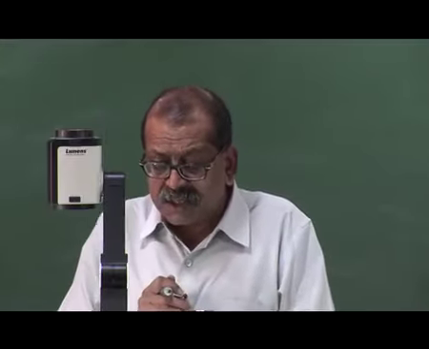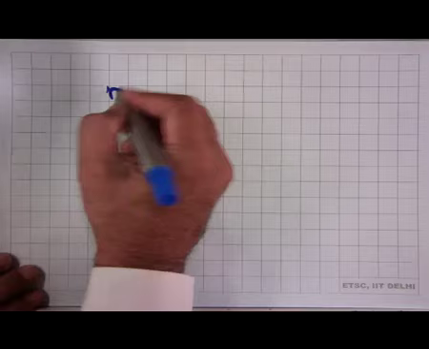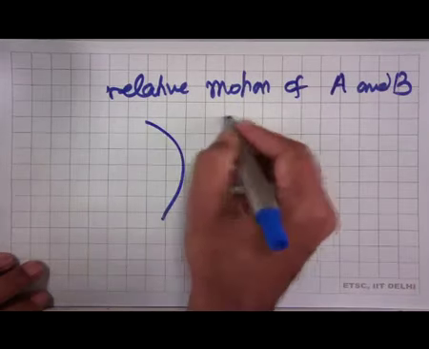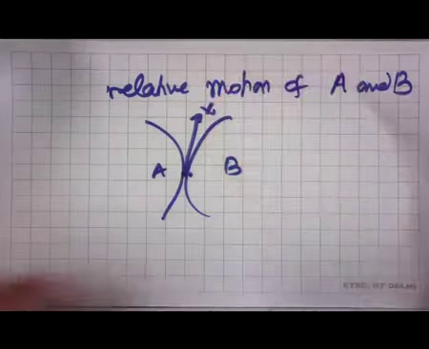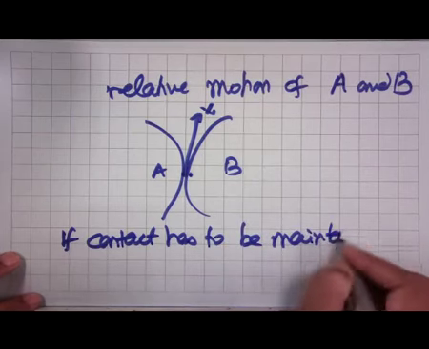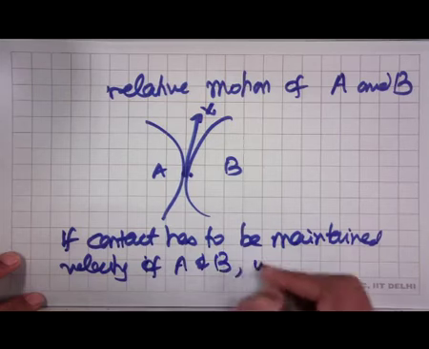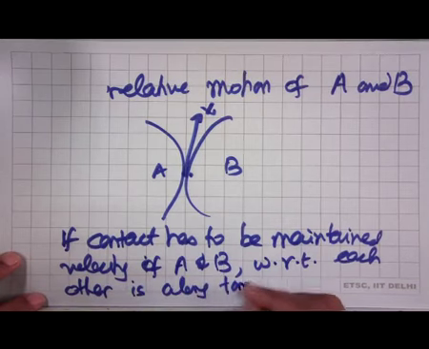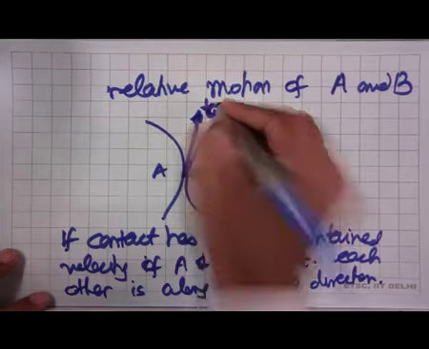Now, from kinematics, we know that if we look at the contact between these two bodies, A and B, and the bodies have to move with respect to each other while contact is maintained, then the velocity of A and B with respect to each other is along the tangential direction. So, if contact has to be maintained, the velocity has to be along the tangential direction.